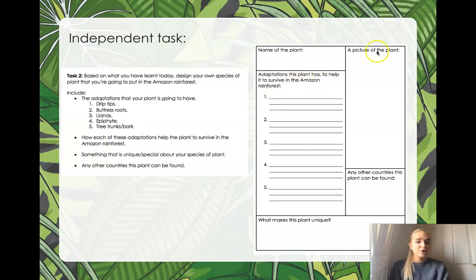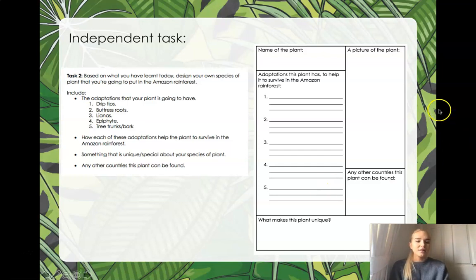Then I would like you to choose some adaptations that this plant has. Does it have drip tips? Does it have buttress roots? Does it have lianas, epiphytes? Does it have tree trunks that are skinny? Does it have bark? Does it have leaves facing the other way? What does your plant have?